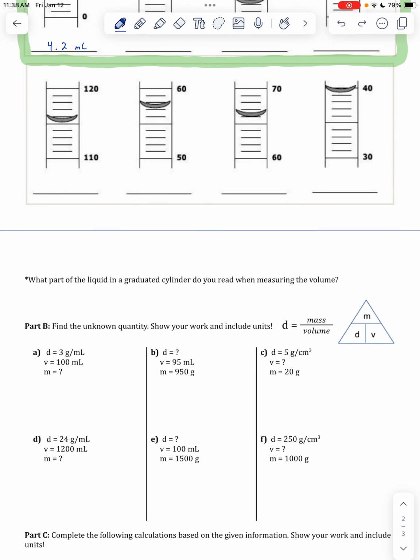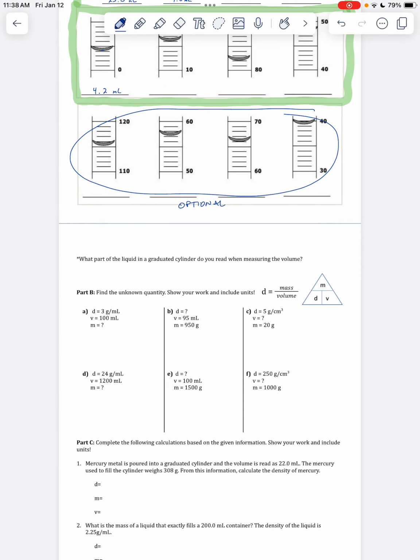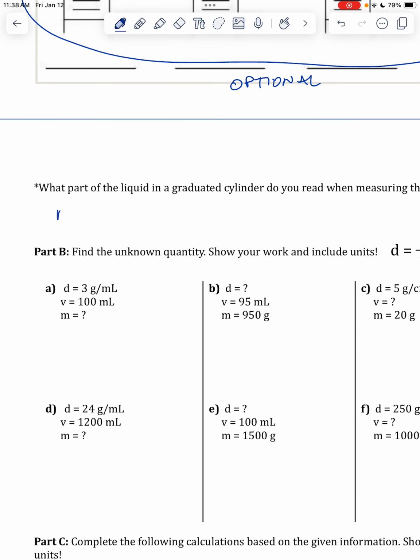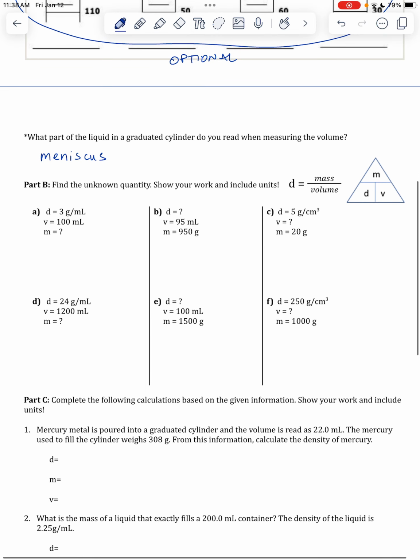And remember, this stuff is optional if you want. There will be a key with everything on it though later on. What part of the liquid? We keep talking about this word because it's very important. That's the meniscus.